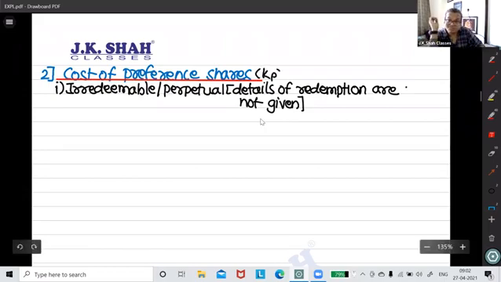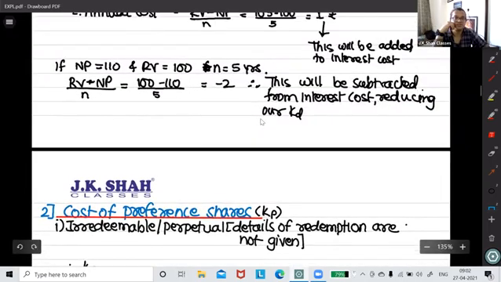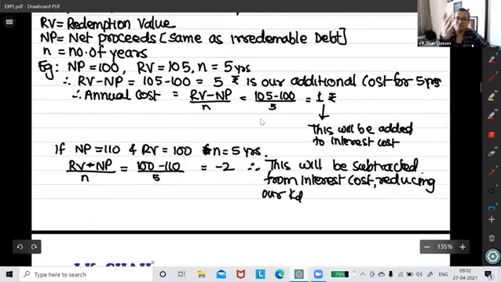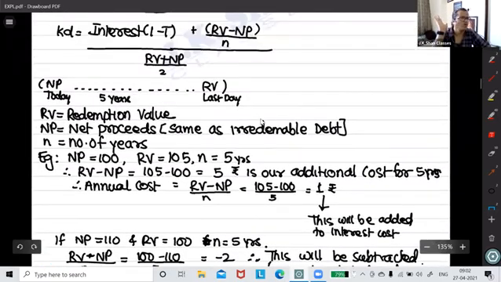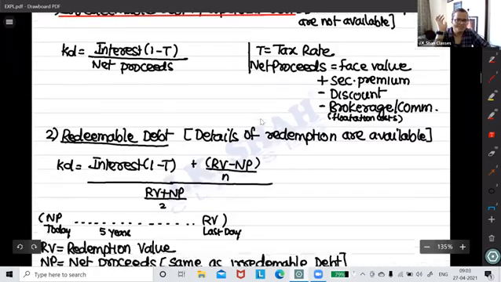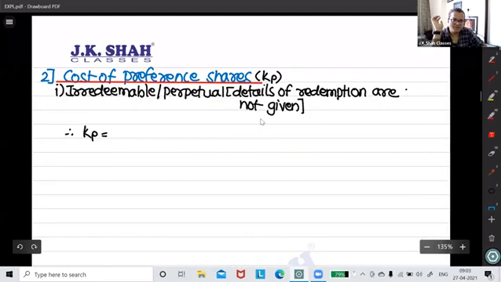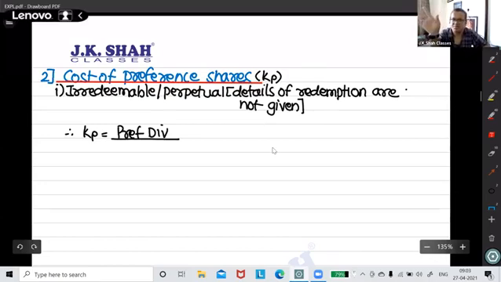You have to write KP over here. So what will happen? KP would be, see guys, the earlier formula was what? Interest times 1 minus t on net proceeds. What will be the change? We will write preference dividend, but to the preference dividend, please don't multiply by anything. No 1 minus t. Do we save tax over there anywhere? No, not possible. It comes post-tax, right? So preference dividend divided by net proceeds.